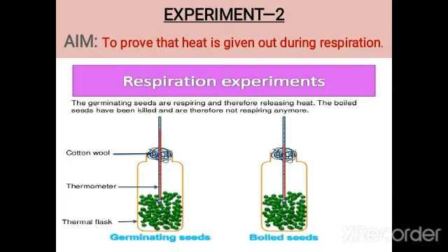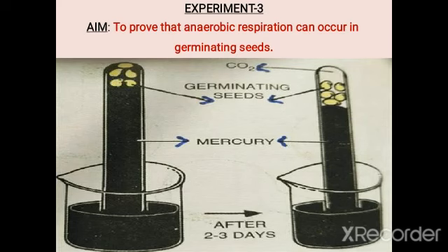Inside it, you put a thermometer. In the second jar, also do the same thing. Put a thermometer inside; these are the boiled seeds here. Now wait for some time. After some time, what you will observe is the temperature in the first jar rises. The thermometer shows a rise in the temperature, but not in the second case. Why? Because in the second case, the seeds are already dead, so they will not respire. Understood?